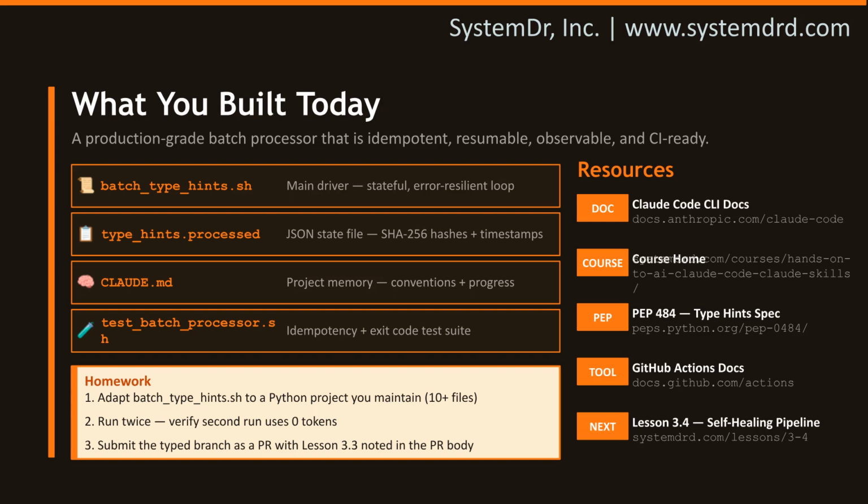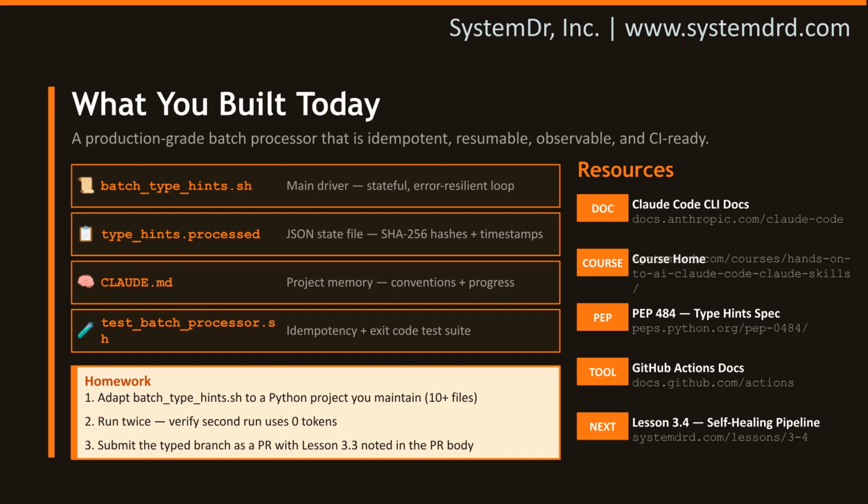And test_batch_processor.sh is the test suite that verifies idempotency and exit code handling. Run it after any change to the main script. Your homework is the most important part of this lesson. Adapting the script to a real project you maintain forces you to make the decisions that matter. Which directories to include, which Python version to target, what type hint conventions your team prefers.